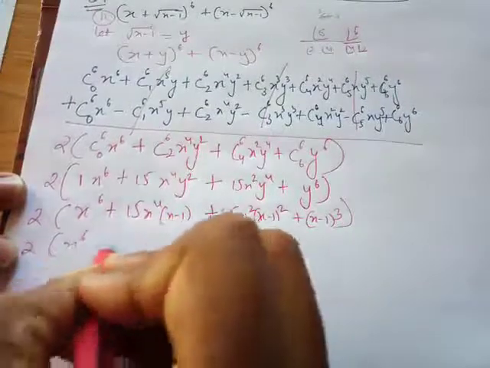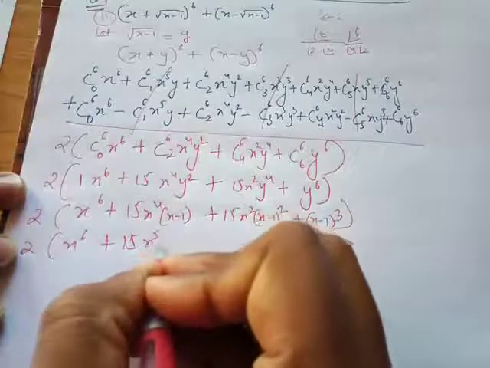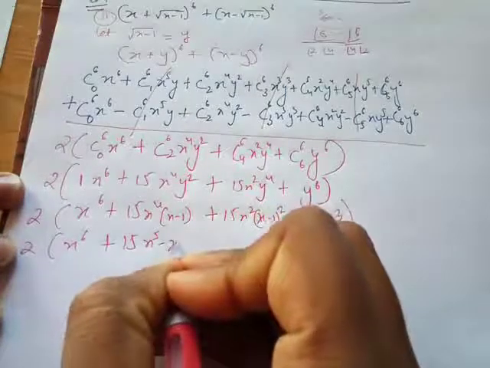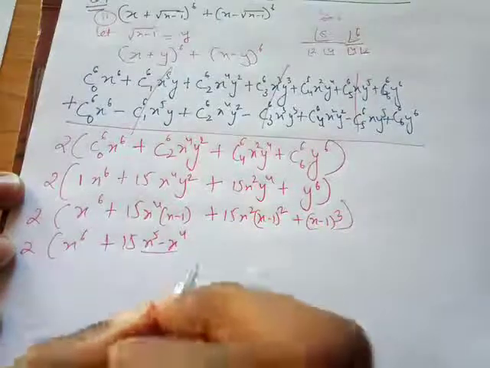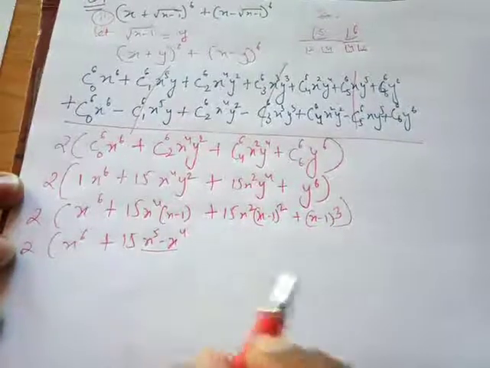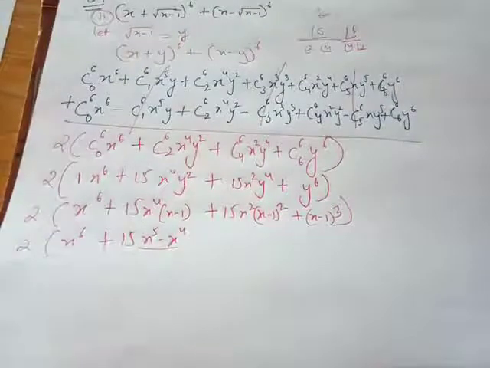2x to the power 6 plus 15x to the power 5 minus x to the power 4. Okay, and this can be together multiplied by 15, and then you can open up the bracket and solve this very thoroughly and put the like terms together if you want to.